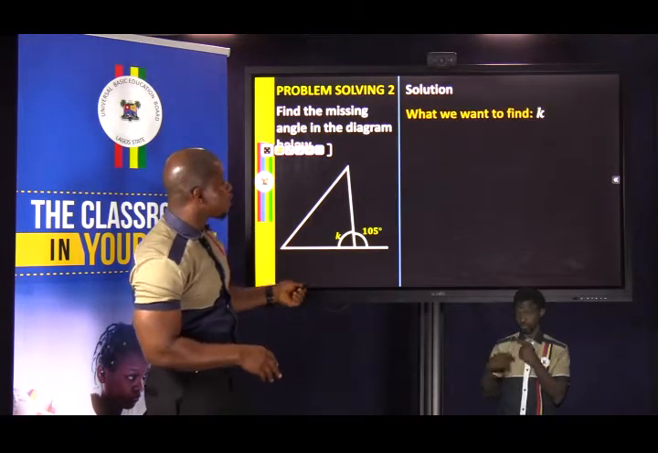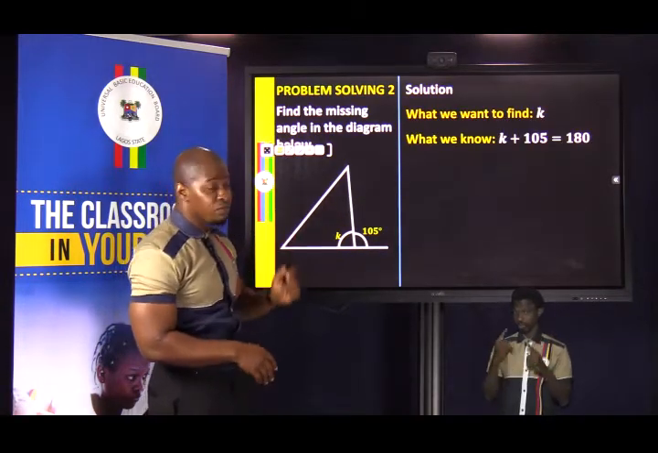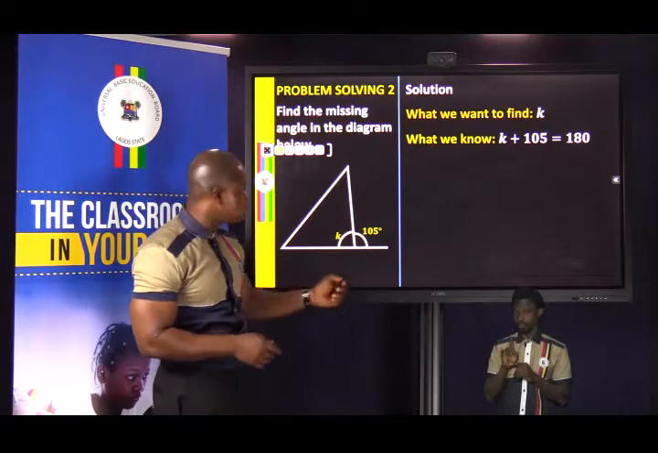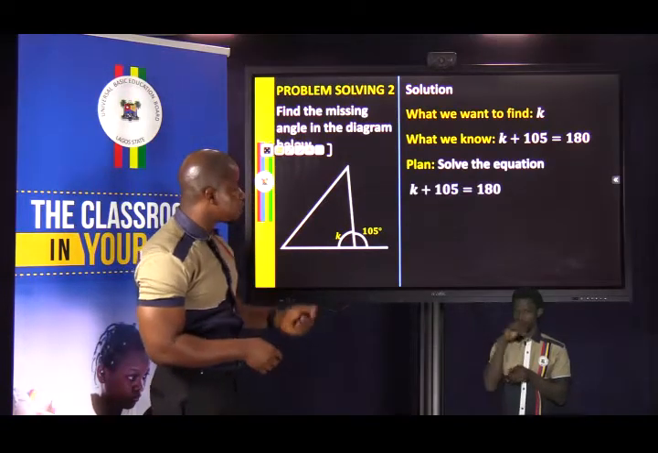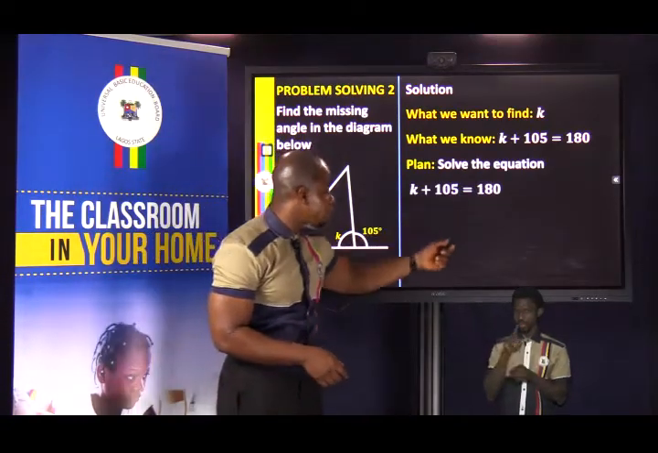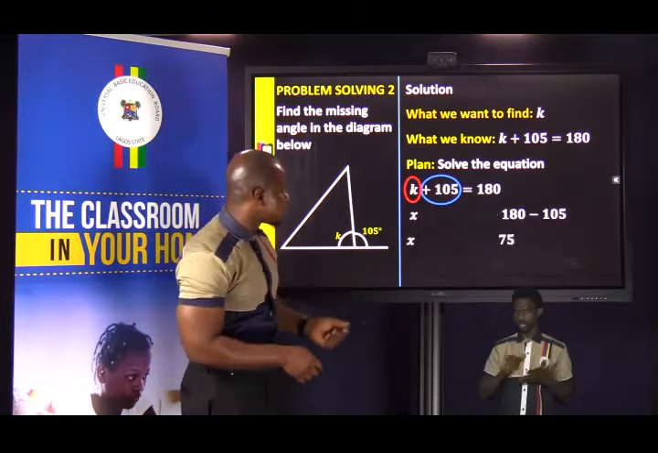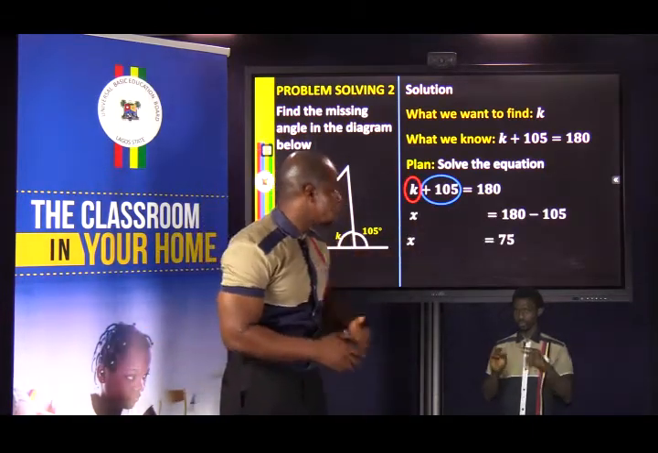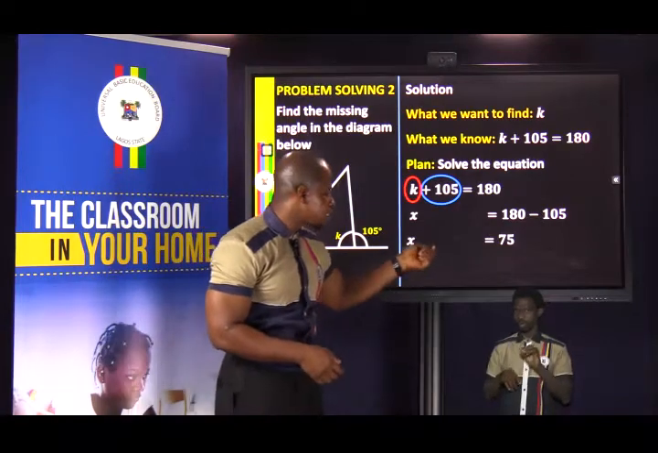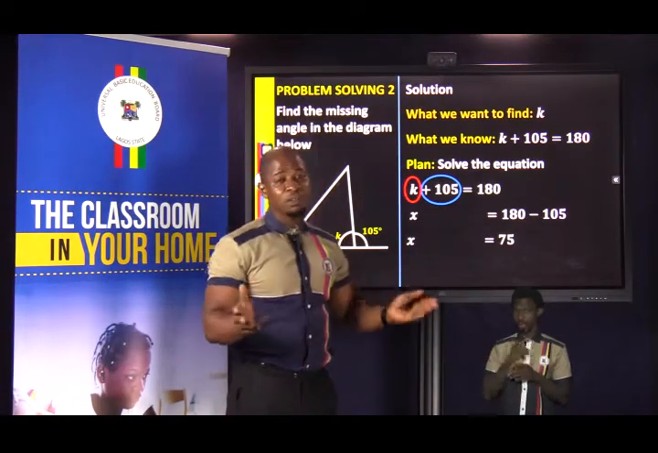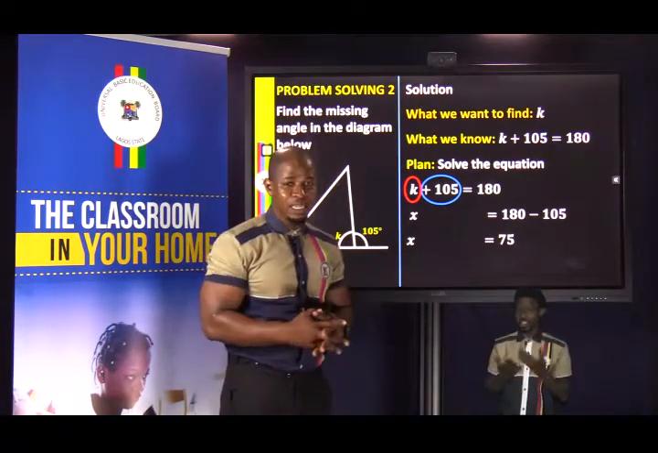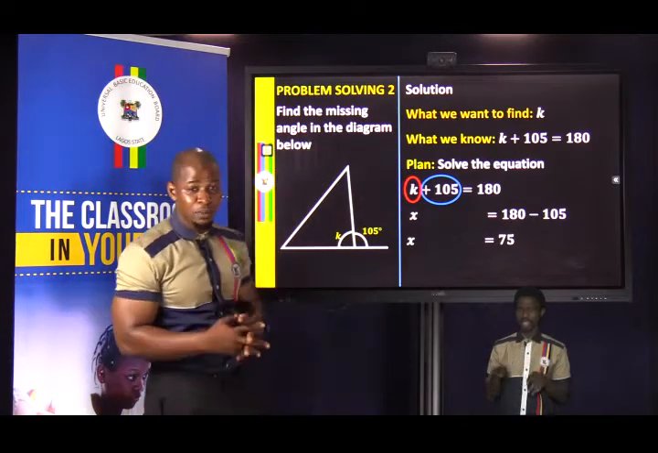So we know that K plus 105 is 180 degrees. So we just find K, and that means that we take 105 to the other side, and that is 180 minus 105, and in this case our K becomes 75 degrees. Easy peasy as you like it. It's as simple as that.